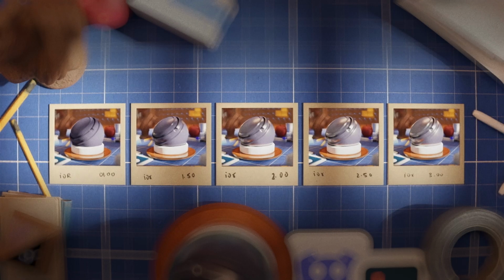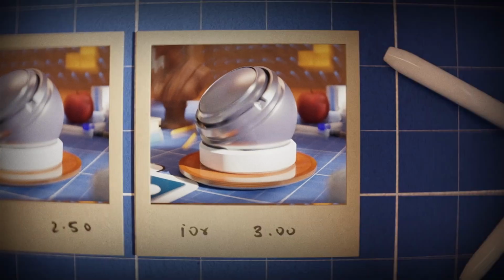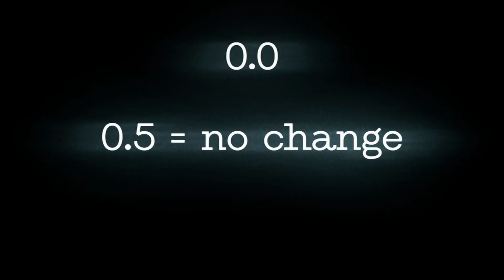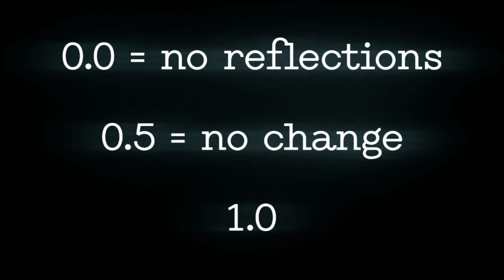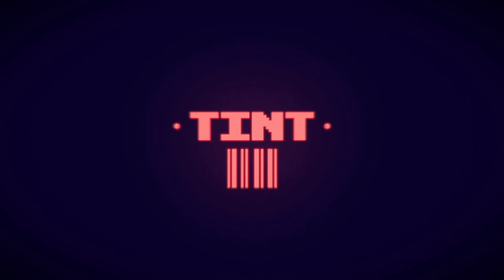Okay, back to specular. Specular has an input called IOR level. It basically controls the intensity of reflections that occur on the head-on angles. 0.5 means it presents the reflections as they are, 0 removes all the reflections, and 1 doubles the intensity of them.